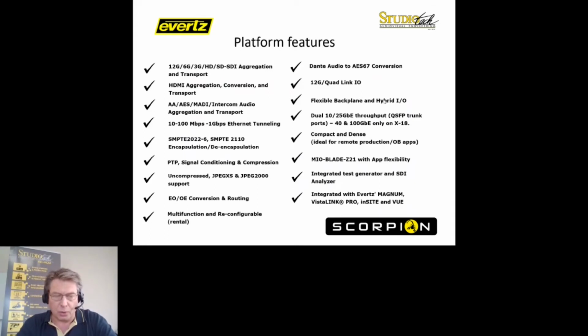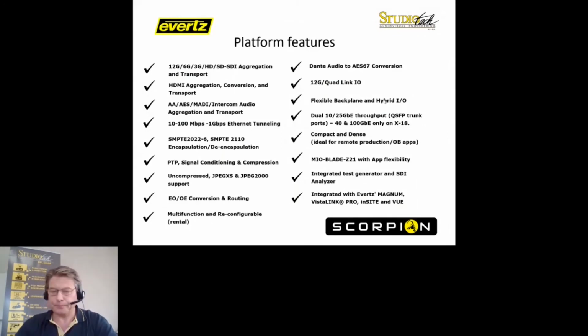You can do encapsulate in 2110, but you can also add compression to the feeds. Compression supported are codecs that are highly made for heavy-duty broadcast applications, which is JPEG XS and JPEG 2000. As I will discuss further in the next slides, Scorpion can also handle electronic to optic conversion and routing, internal routing. It handles, as I already said, 4K in terms of 12 gig SDI, one connection, or through Quadlink.